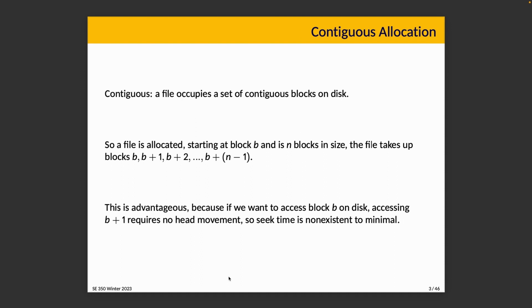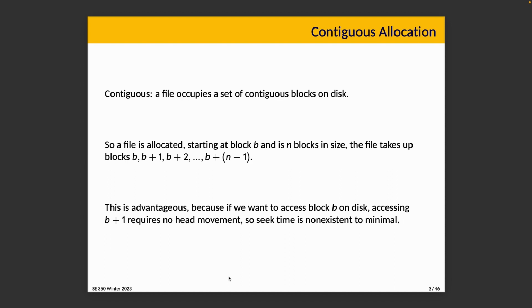So contiguous is very straightforward. It means everything is all in one chunk, right? It's not split up in any way. So a file, when it's created, is allocated to some number of blocks on disk, and all of those blocks are adjacent, such that it forms one group. When a file is allocated, we start at a particular block B. If it's n blocks in size, then on disk it takes up B, B plus 1, B plus 2, all the way up to B plus n minus 1. Those are the blocks occupied by this file.